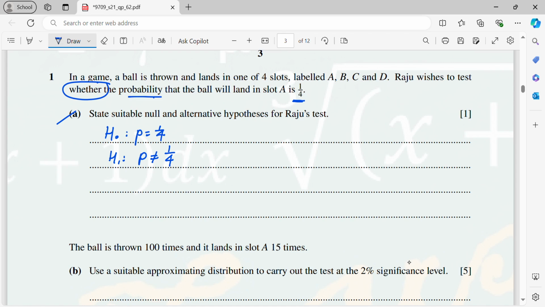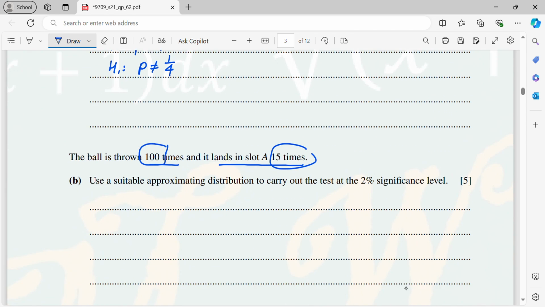Now, the ball is thrown 100 times and it lands in slot A 15 times. Use a suitable approximating distribution to carry out the test at the 2% significance level. So now your N is 100, and P is 1/4, so NP is 25, or 100 times 1/4. That is 25, which is greater than 5, and N is greater than 50. Therefore, it will be approximated to a normal distribution.